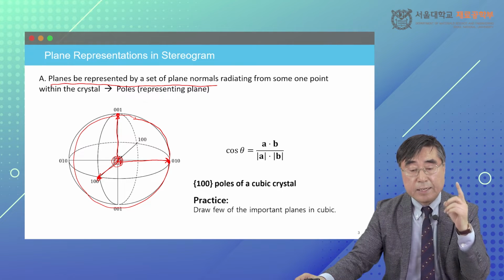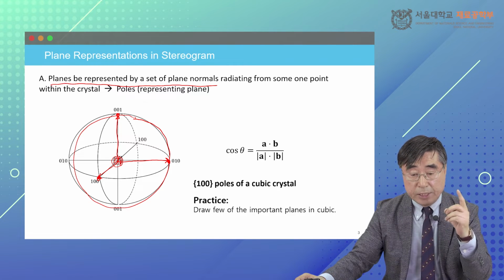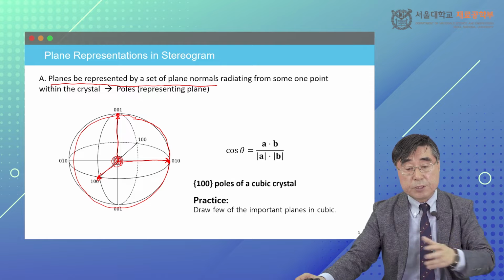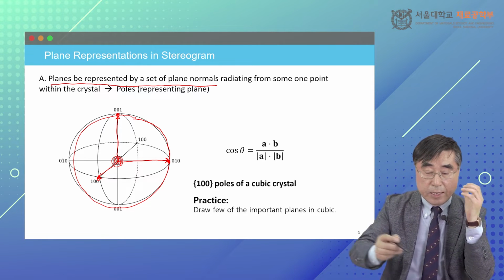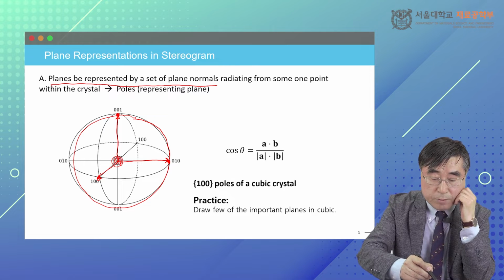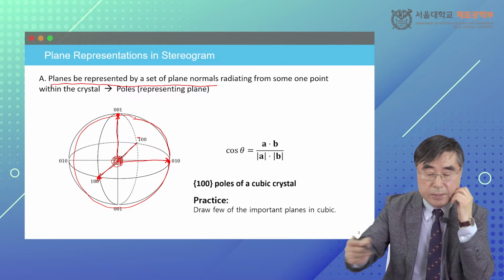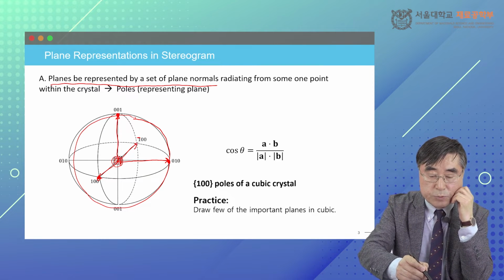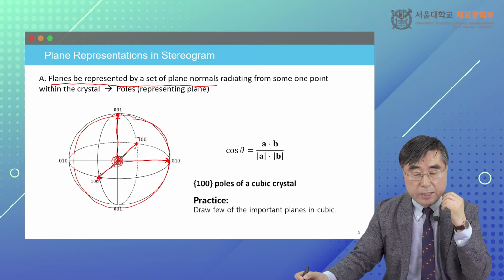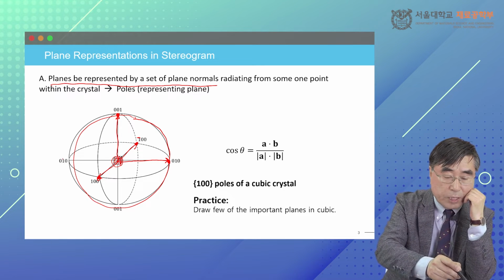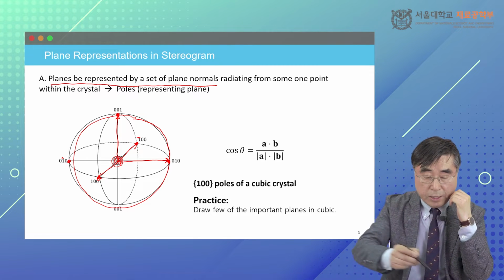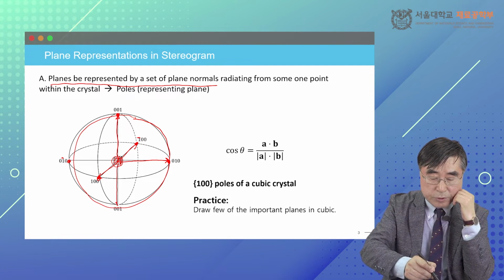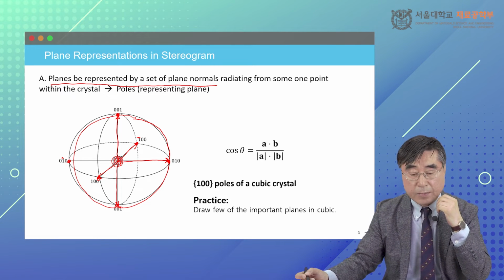So a plane is now designated as a point on the surface of the sphere, which is what we call stereograms. And again, if you draw the 1 bar 00 plane, then the 1 bar 00 plane can be designated as a pole here, and the 01 bar 0 plane can be designated as a pole here, and by the same token, the 001 bar plane is designated as the pole.